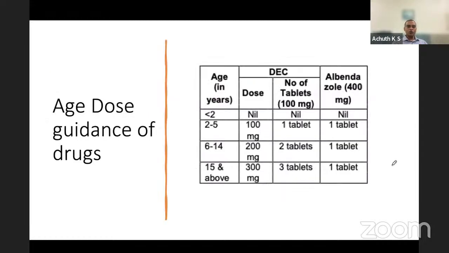Okay, what is the dose? For less than 2 years, you will not give anything, neither albendazole nor DEC. For 2 to 5 years, 100 mg of DEC and 400 mg of albendazole. You will get the tablet in fixed dosage forms, that is 100 mg of DEC and albendazole of 400 mg. So albendazole is the same across all ages, that is one tablet. What you have to remember is for DEC, 2 to 5 years, one tablet, 6 to 14 years, two tablets, above 15 years, three tablets. Okay.